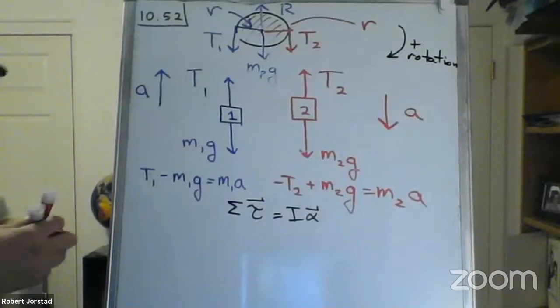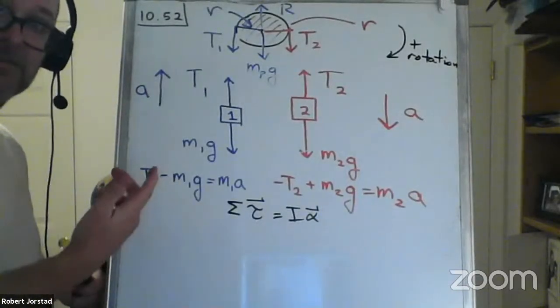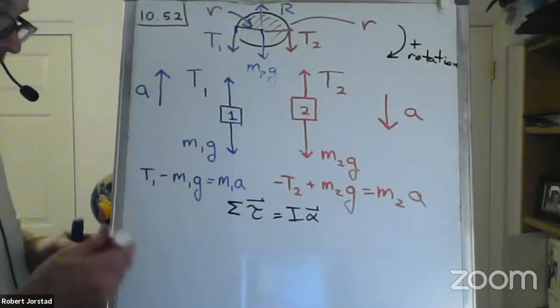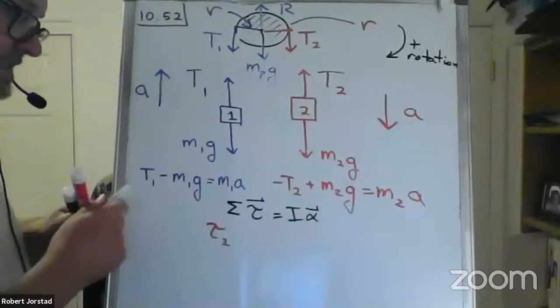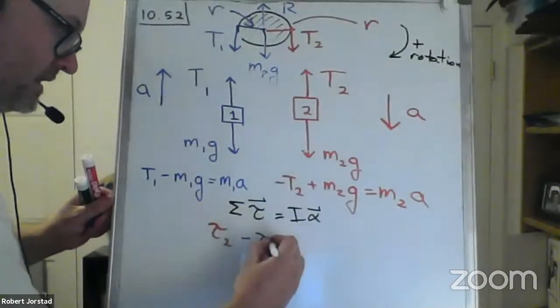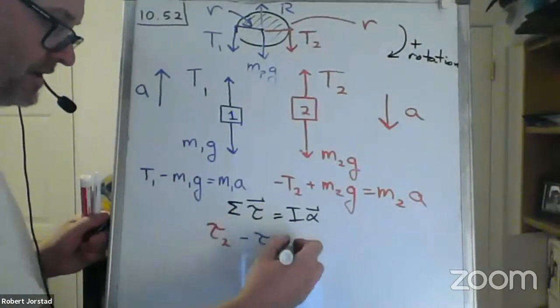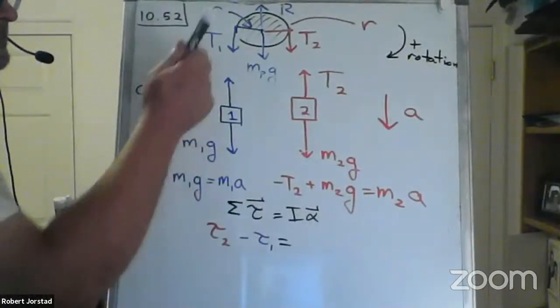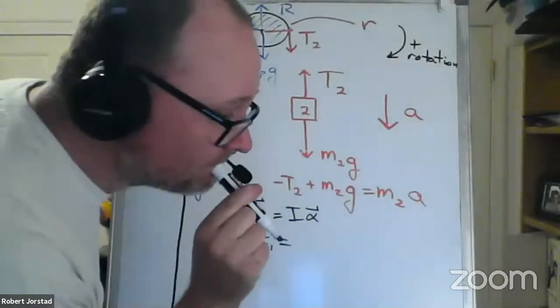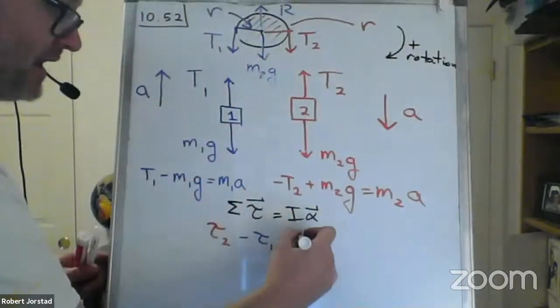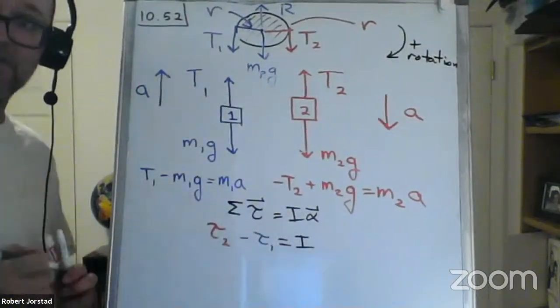Okay, so now which force causes a positive torque? T1 or T2? T2. So we should get something that looks like torque 2 minus torque 1 equals, what's the moment of inertia? Do we know? We don't. Let's just leave it at I. I don't think they told us.